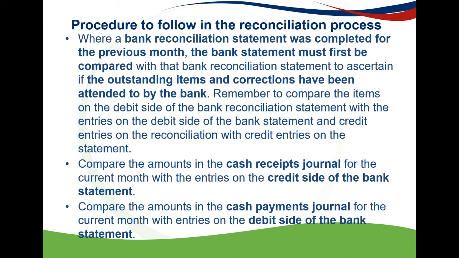Compare the amounts in the cash receipts journal for the current month with the entries on the credit side of the bank statement. So after you have compared your current month bank statement with the previous month's bank reconciliation statement, you then take the current month bank statement and compare the credit transactions of the bank statement with your cash receipts journal, and then you compare the amounts in the cash payments journal for the current month with the debit entries on the bank statement of the current month.